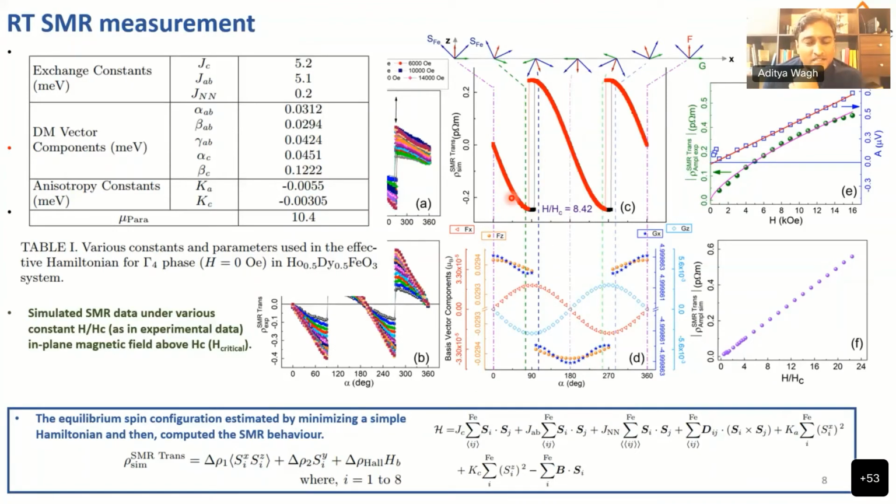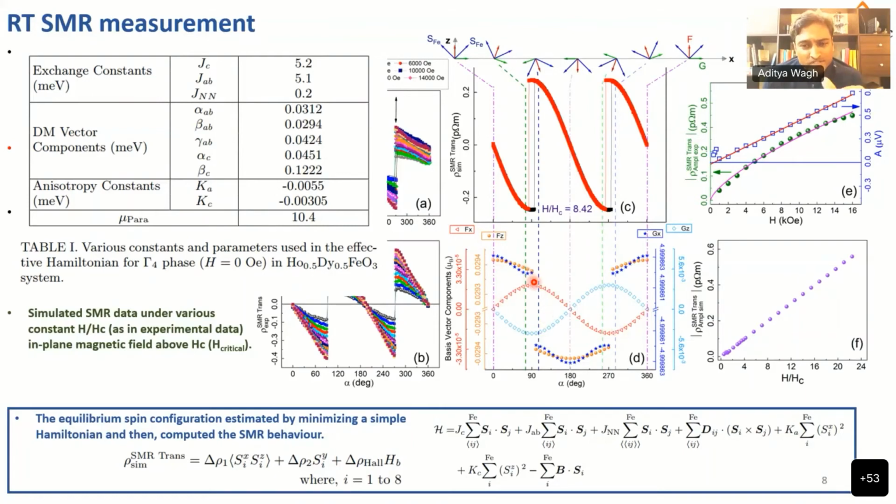And then to get more insights into what we're doing, the spin configuration you have minimized, we're trying to find out what the basis vectors are, like F, G, and A. And then we are just plotting here the basis vector components. You can see here that FZ and GX, these two, sharply change around 90 degrees, whereas the other components, GZ and FX, change very smoothly. This is in the simulation.